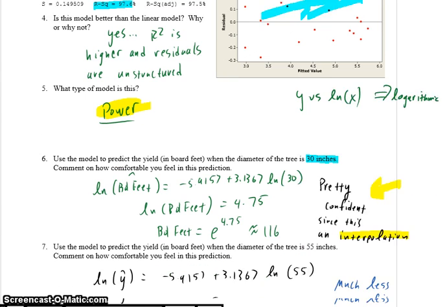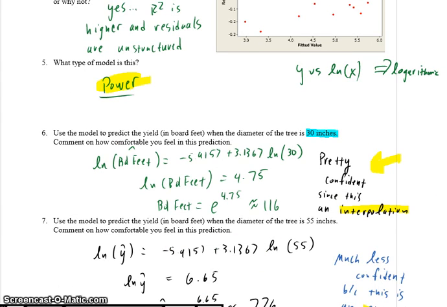Okay? All right, use the model to predict. So we're simply going to plug in 30 into this regression equation, making sure that we're looking at the logs of things, and then we get that the natural log of the board feet of the yield is this. This isn't the answer, so then we have to transform that back by taking e to 4.75, and we get about 116.